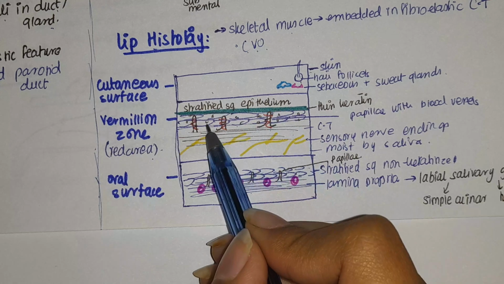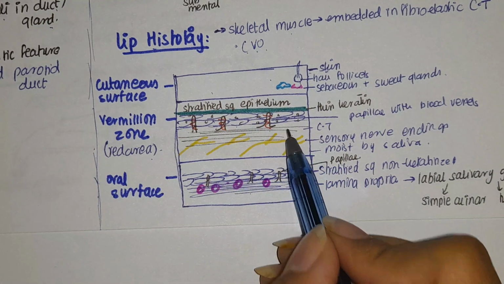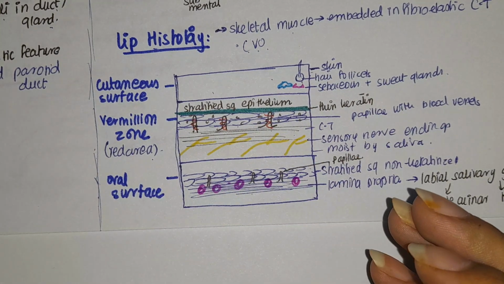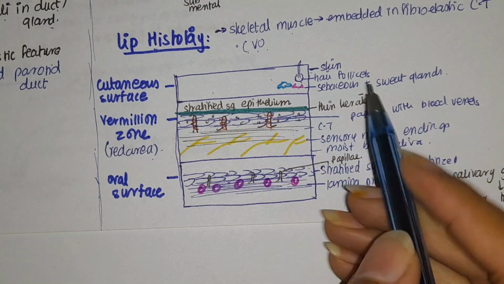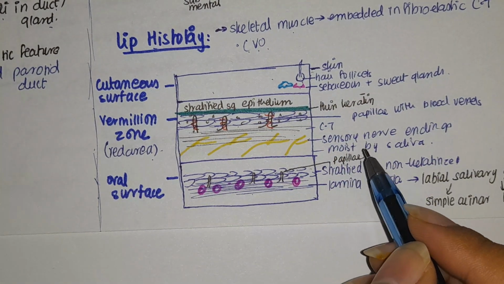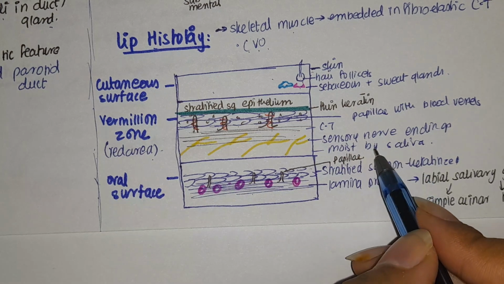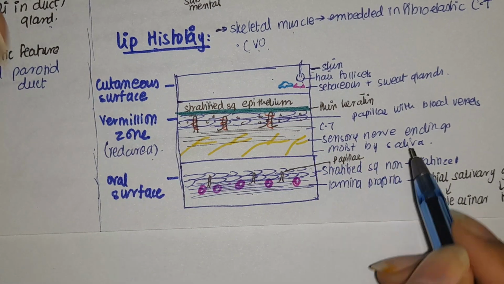So this is the vermilion zone. And this vermilion zone is not supplied with any glands. It does not have any sebaceous glands or sweat glands. So how does it stay moist? It is made moist by means of saliva.